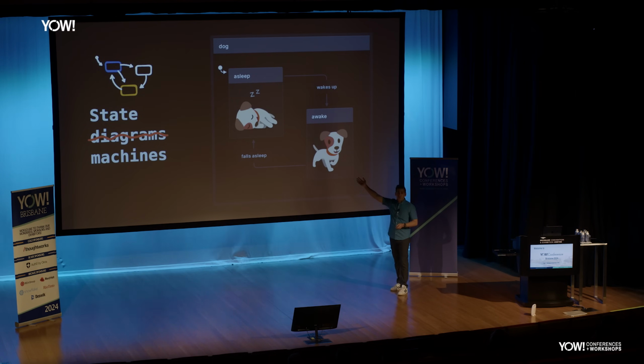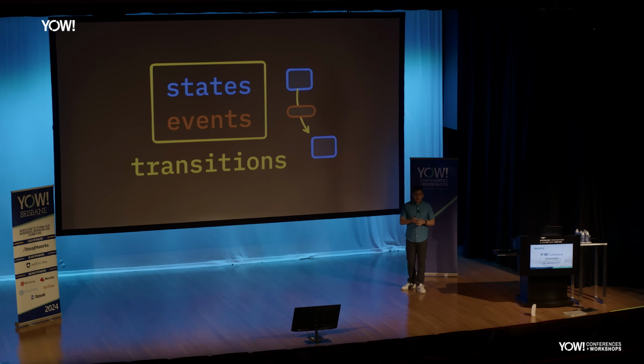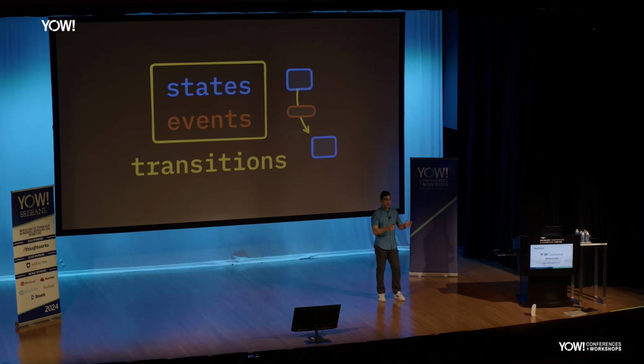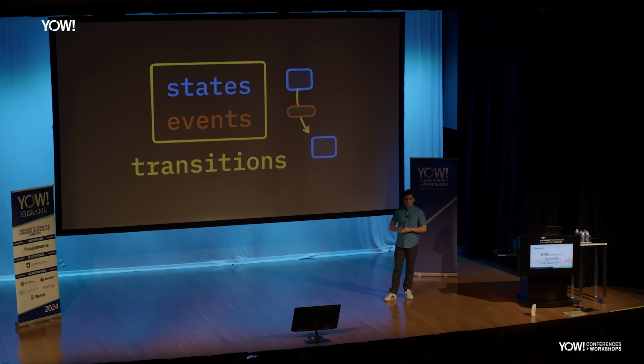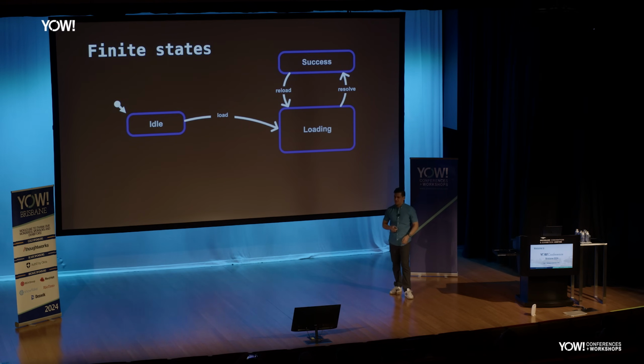For example, we might model that a dog can be asleep, and then on the event that it wakes up, it's awake, and then when it falls asleep, it's asleep, and you can't be in more than one state at a time, unless you were jet lagged like me. But yeah, machine just sounds very complicated, but there's really only 3 core parts that you have to keep in mind, which are states, which again, you can only be in one at a time, events, which help you transition between the states. And so those are the transitions or the arrows between the states.